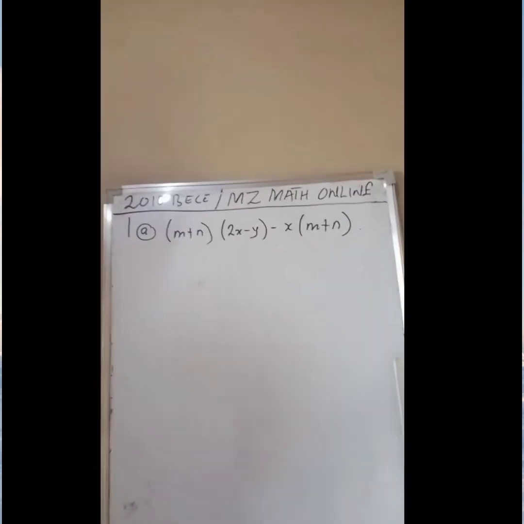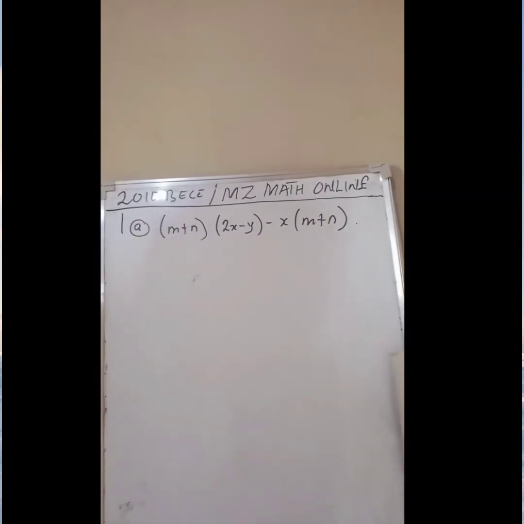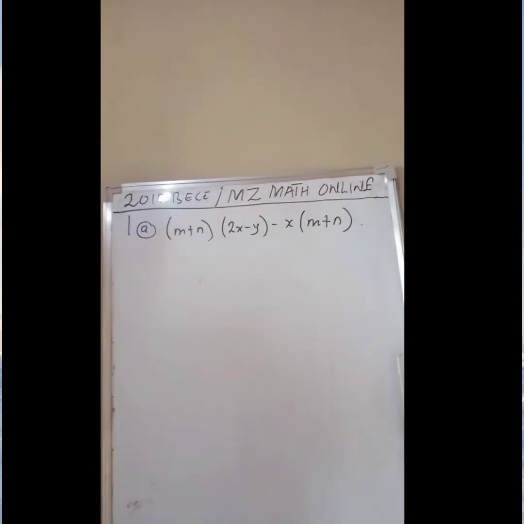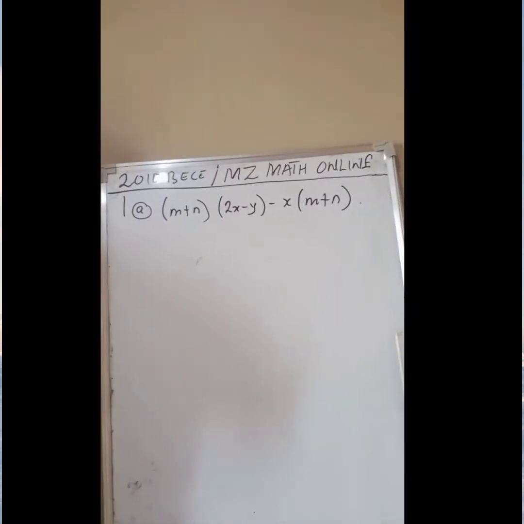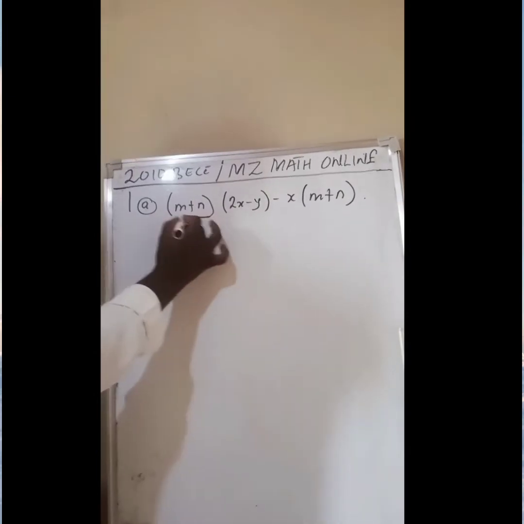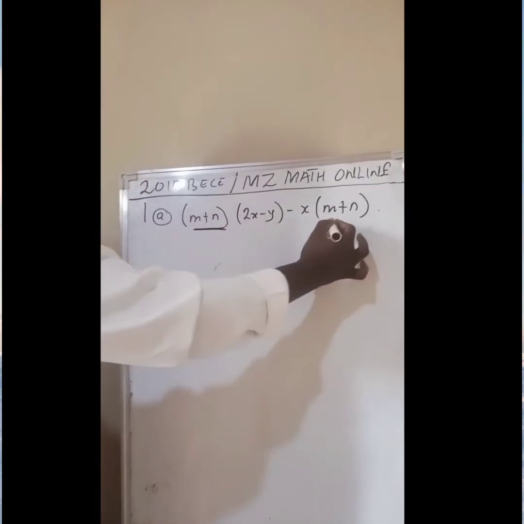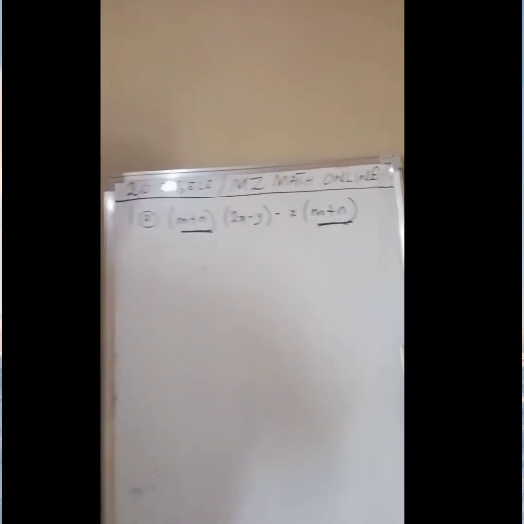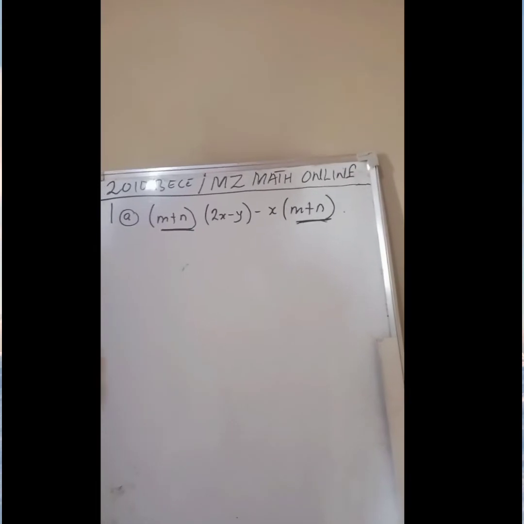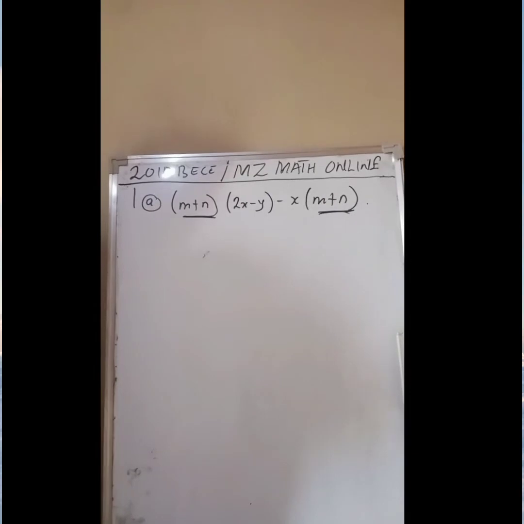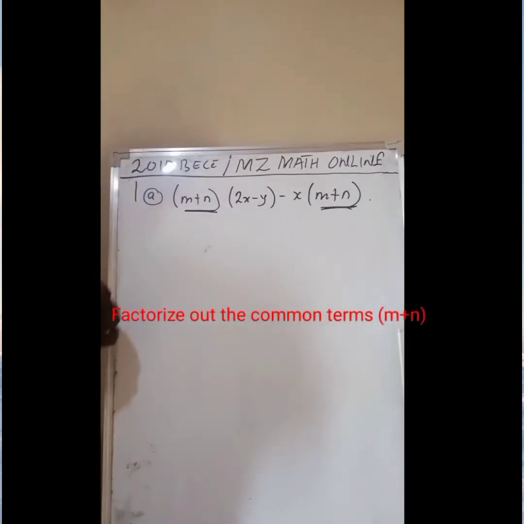However, in this question, we see that the examiner has already started the factorization and left it uncompleted. So we're supposed to do the completion of the factorization using the method of grouping. When you observe the expression very critically, you can see that we have m plus n here, and we also have m plus n here. So these m plus n are common in each side of the expression. So with that, we are going to factorize out the common term, which is m plus n. So let's do that.